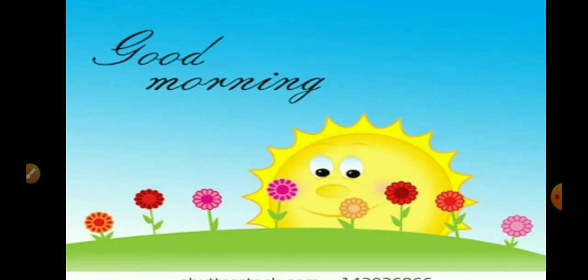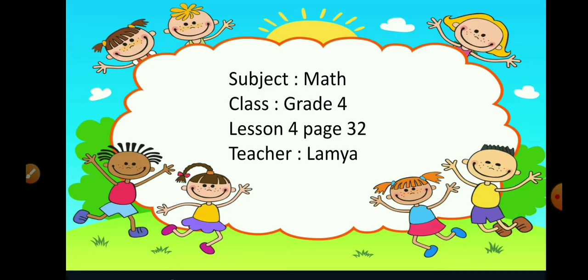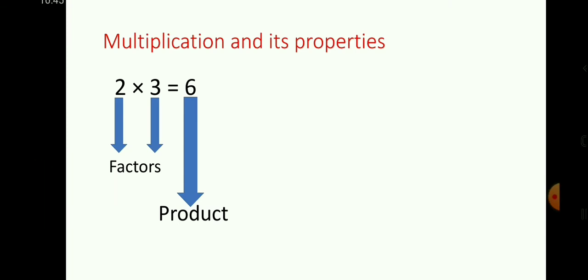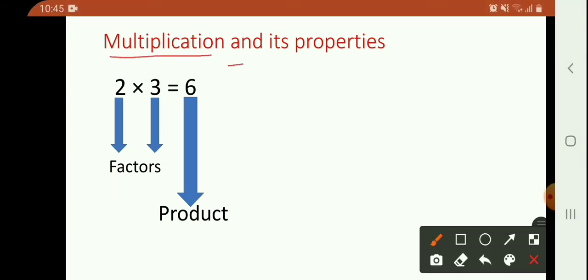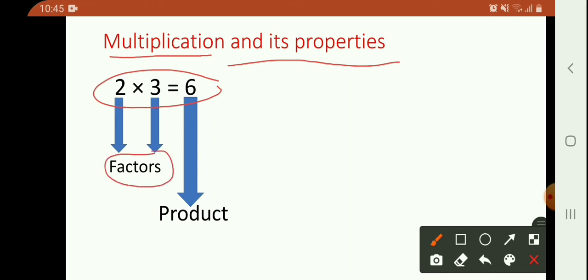How are you today? Today I will explain lesson 4 on page 32. Lesson 4, multiplication and its properties. Let's see this example. 2 times 3 equals 6. 2 and 3 بنسميهم factors and 6 is the product of 2 times 3.